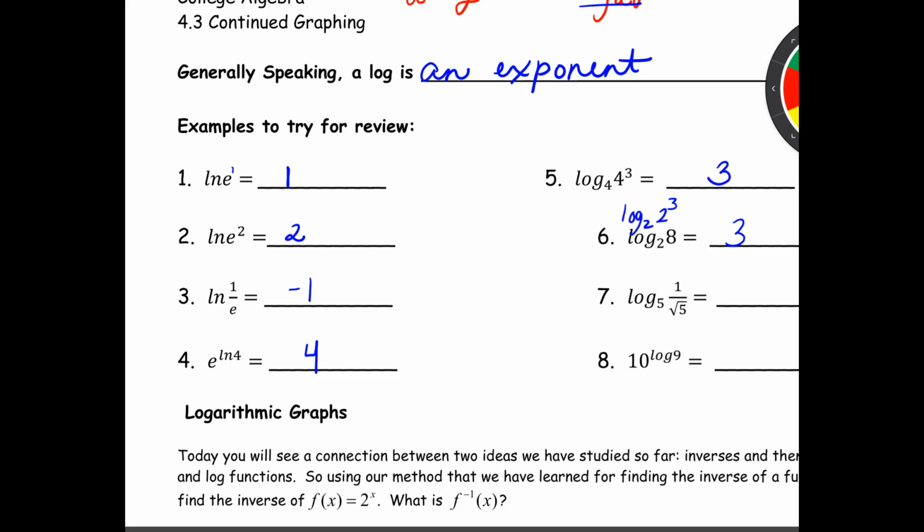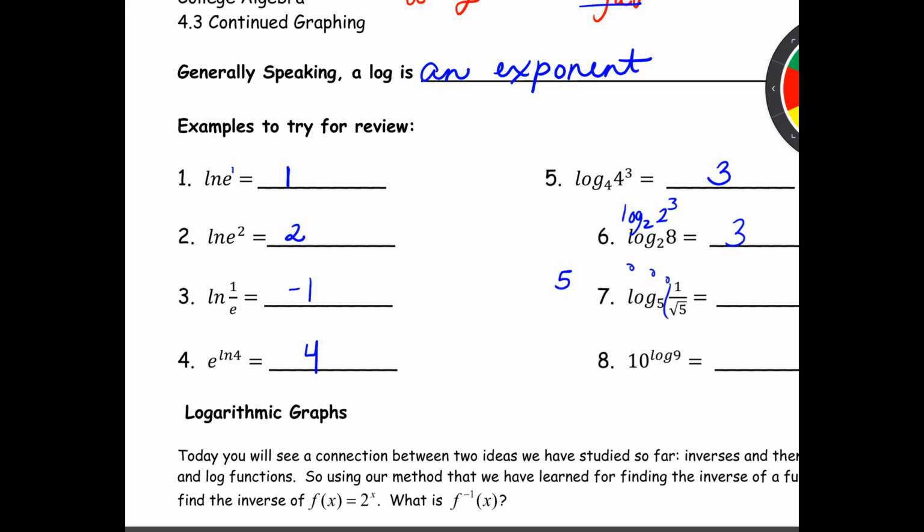Did anyone get number 7? Jeremiah, how'd you do it? I put 5 as the base and then we get 1 over root 5 becomes negative 1/2 because that is the denominator. Awesome.